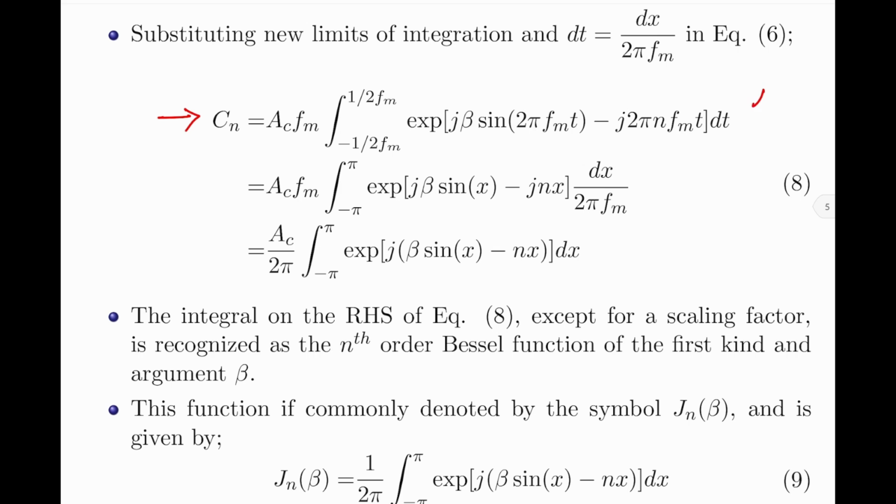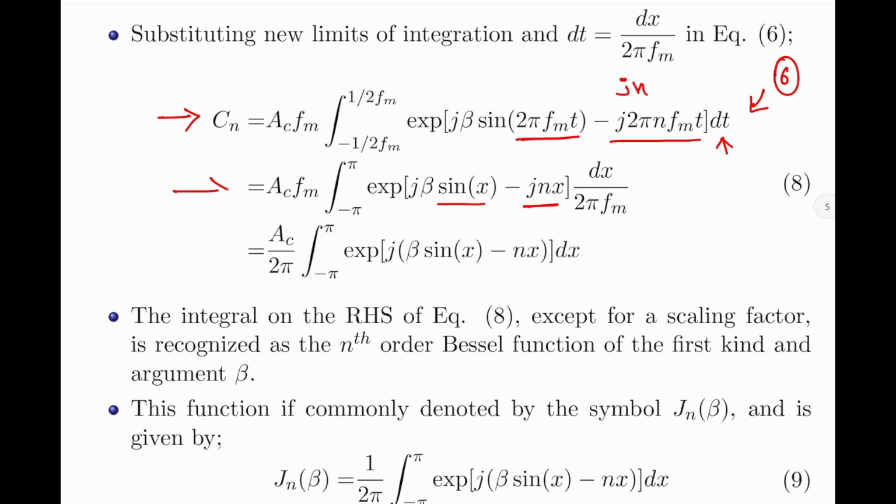Please note, this is equation 6 itself, which I have written for convenience. So, let us now substitute these values. AC into the integral, the new lower limit is minus pi, the new upper limit is plus pi, followed by exponential of j beta into, please note, 2 pi fmt itself is x, so it will become sin x, minus of, in the second term, if I take j and n outside, what remains is 2 pi fmt, which is once again equal to x. So, the second term here will become j n x. Lastly, dt is replaced by dx by 2 pi fm.